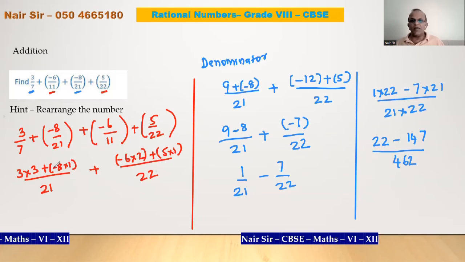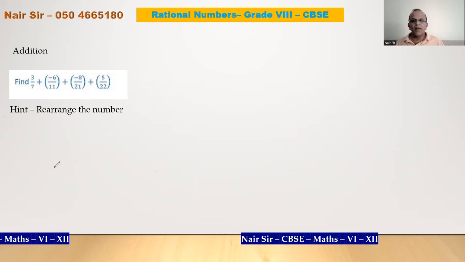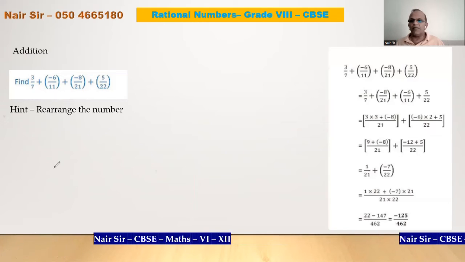Okay, probably you can learn this way. 22 and 21. Can I write this as 22, 20 plus 1? And this will become 440 plus 22. And this will give me 462. Quick one for you. And the answer would be minus 125 upon 460. Okay. You can take a pause and you can write this from here.